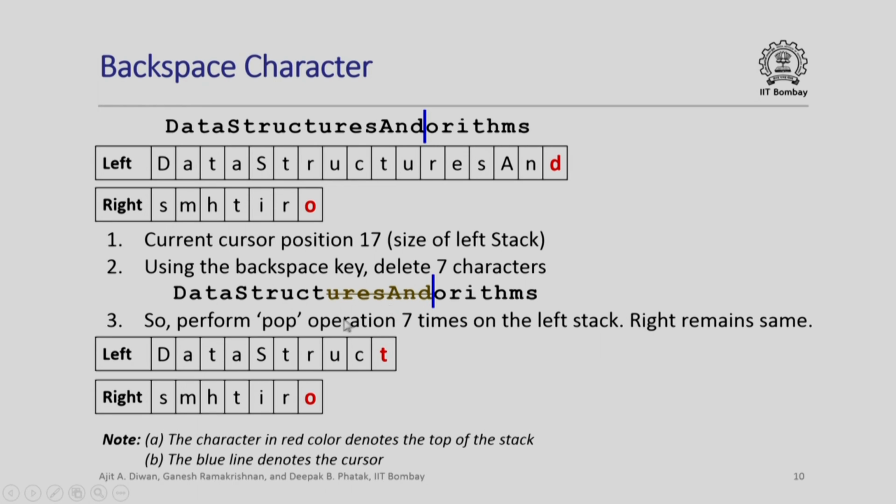All that I need to do is perform the pop operation 7 times on the left stack. What will happen is I will just have "data struct", and all other characters should have been deleted. My right stack will look like this. Of course, it is an arbitrary edit, not a meaningful one, but it just demonstrates the impact of backspace and delete characters and how they are implemented using our 2 stack model.